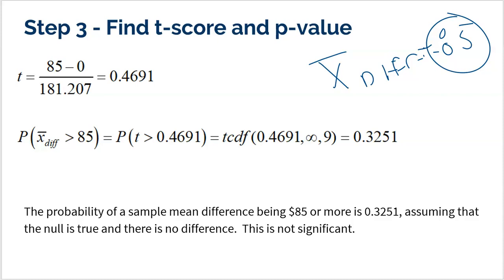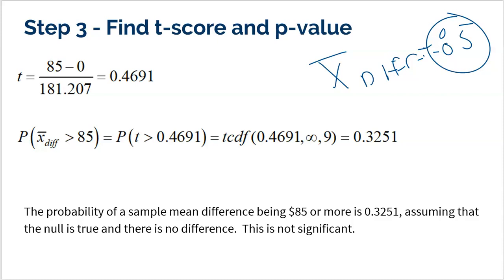That tells me right away that this is probably not significant at all, and that females are not necessarily charged more. Yes, I did see an $85 mean, but who knows? So that's where we're going to actually find the p-value, which actually makes some sense here. The p-value, the probability that any other difference is more than my $85 difference, which is the probability that a t-score is more than my t-score of 0.4691.